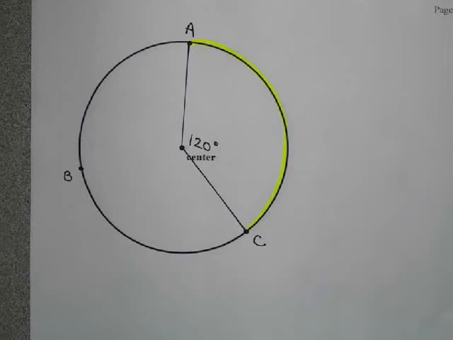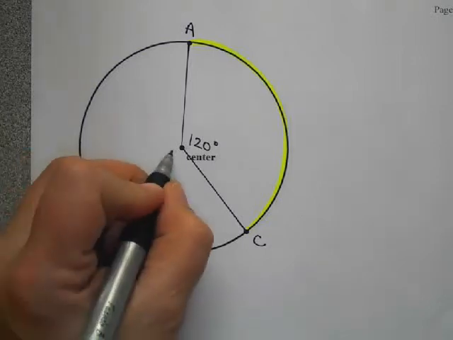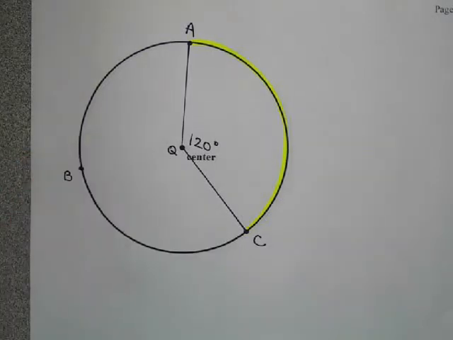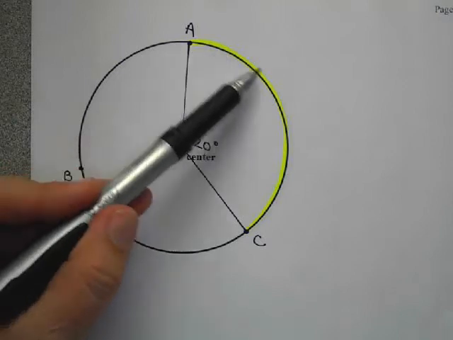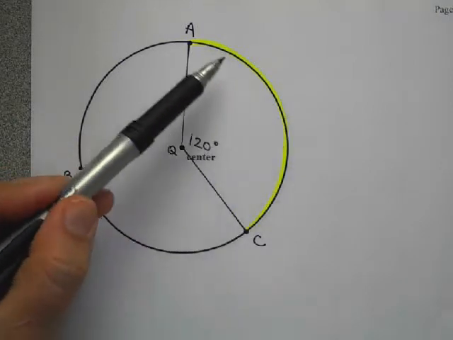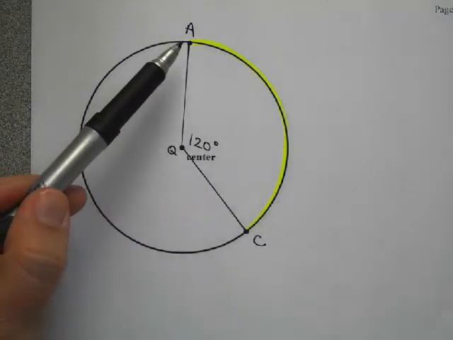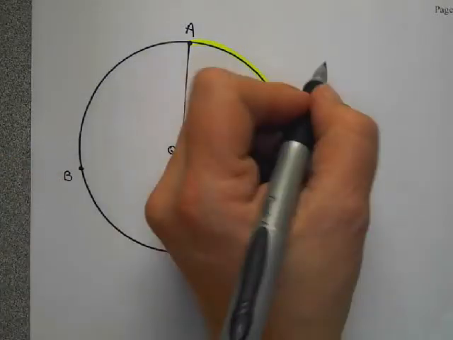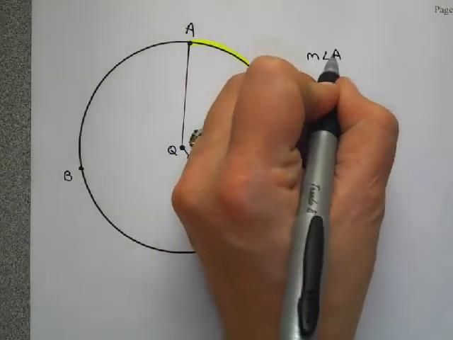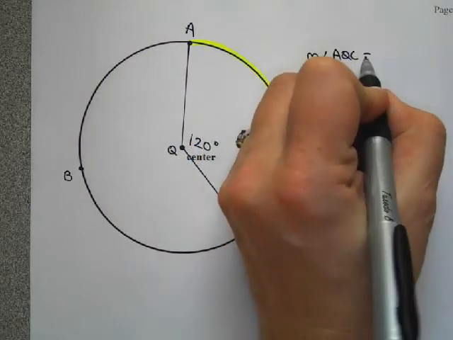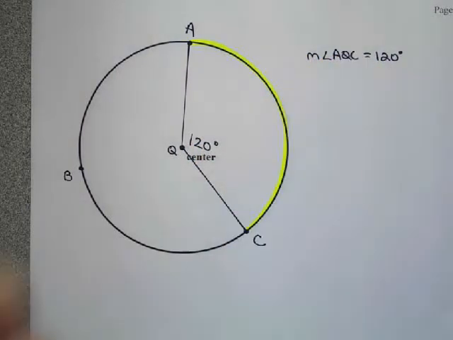In this video, we're going to talk about the relationship between central angles and the arc measure, and also arc length. So here we have a circle, and the center is, we'll call it Q. So our arc, AC, is highlighted in yellow. That's the minor arc since it's less than 180 degrees. And the measure of angle AQC is given as 120 degrees.